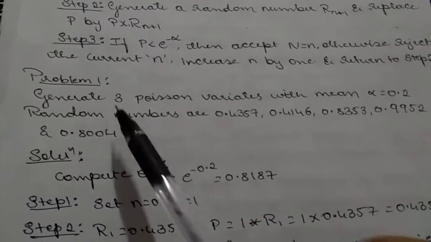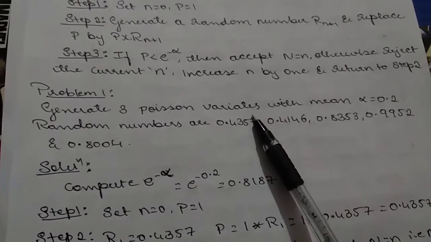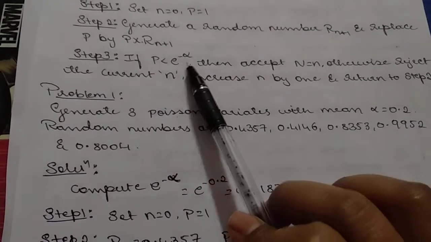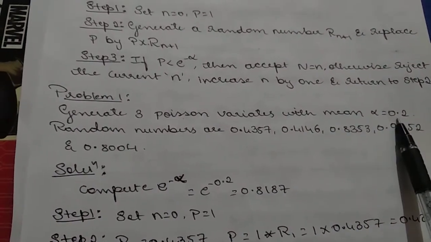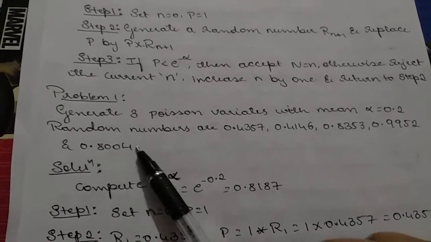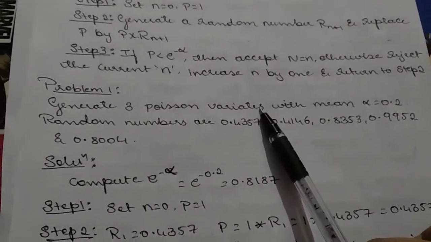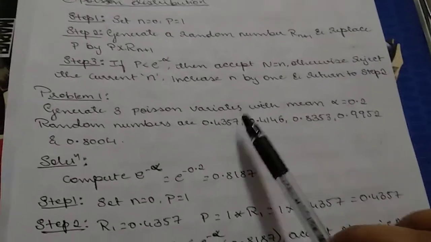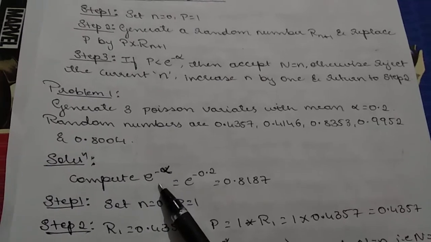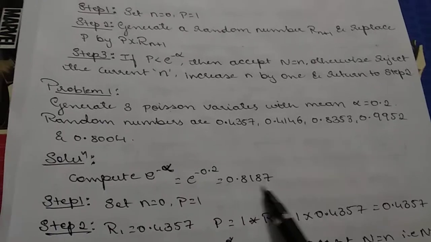I'm going to the problem now. Generate 3 Poisson variates with mean alpha equals 0.2. Five random numbers are given, and using these 5 random numbers you have to generate 3 Poisson variates. First you have to compute e power minus alpha. From your calculator, e power minus 0.2 gives 0.8187.